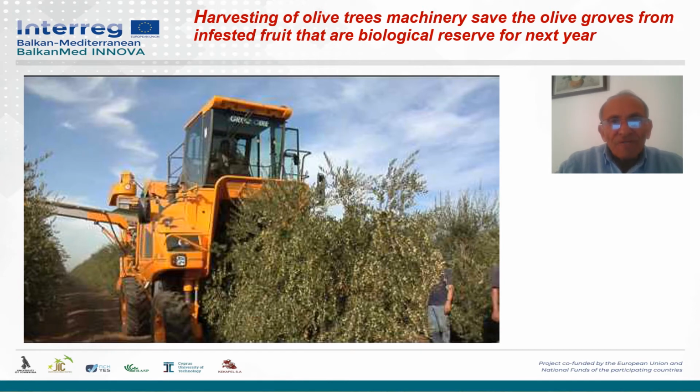Harvesting of olive trees with machinery saves the olive groves from infected fruits that are a biological reserve for next year. This kind of modern mechanization leaves a clean environment, free from infection reserve.